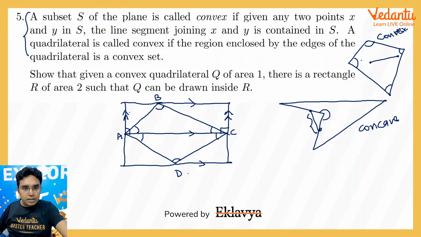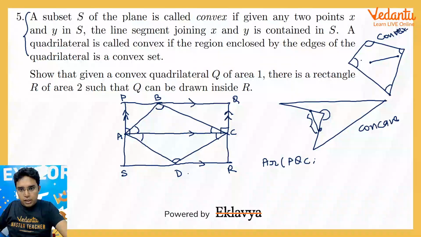Now suppose I call this rectangle PQRS. It can be seen that the area of PQCA is 2 times the area of triangle ABC. It is a direct conclusion from the fact that the base is the same and the height is also the same, but because one of them is a rectangle and one is a triangle, because of the factor of half, this PQCA will be 2 times.